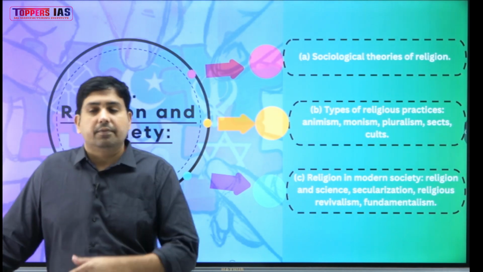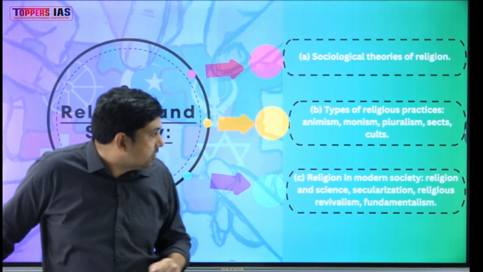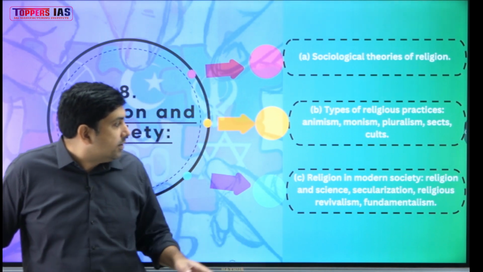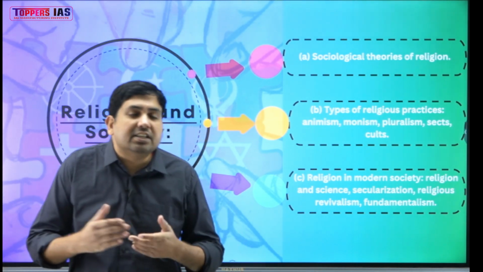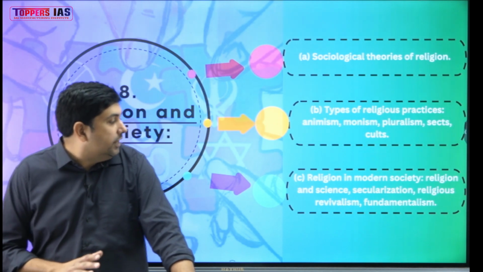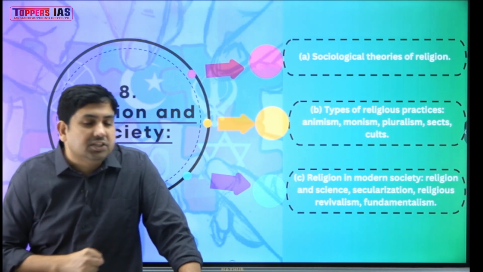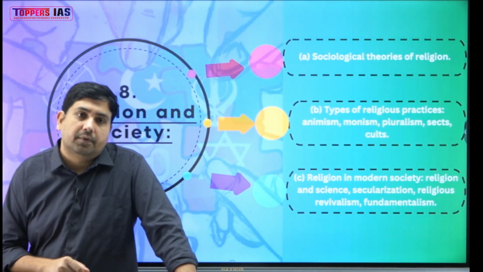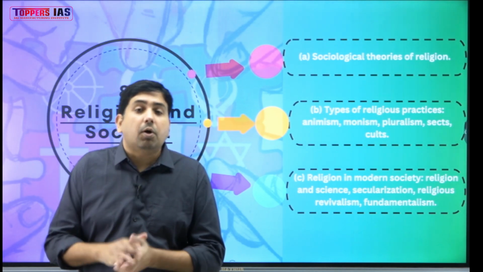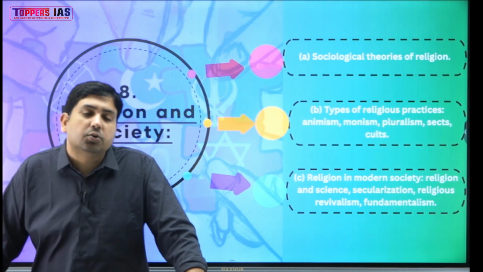Then there are types of religious practices: animism, monism, pluralism, sect, cult. These are small topics, interesting things we study here. Then you have religion in modern society, religion and science. Then secularization, religious revivalism, then fundamentalism. So what do we do here? We try to look into the relation between religion and science, how they impact each other. Also we look into how religion is changing in today's modern world.